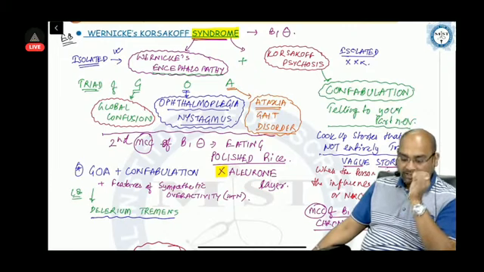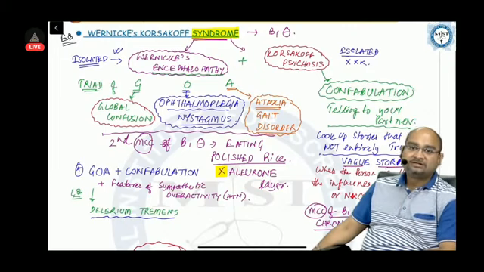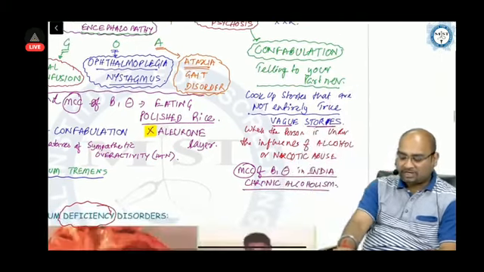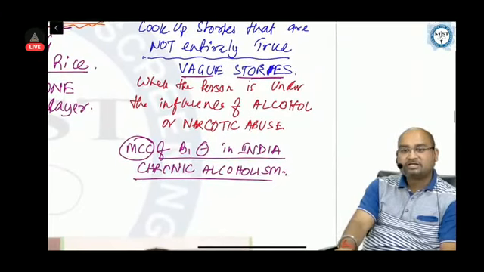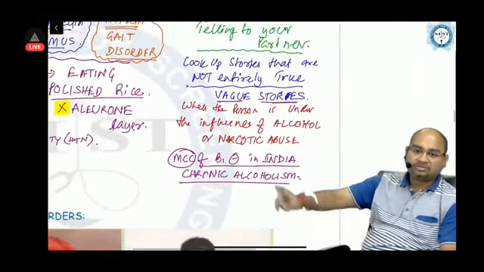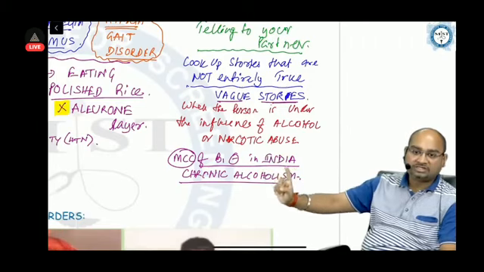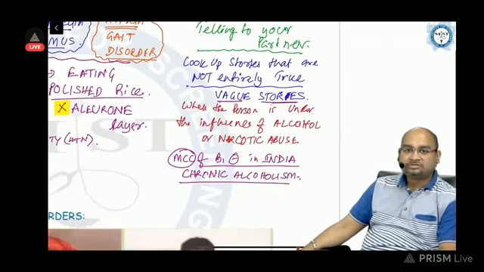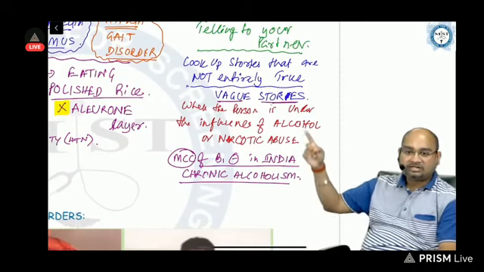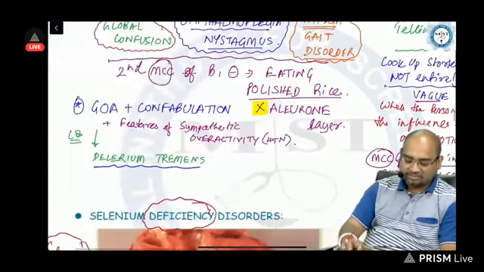But with GOA, if you have a feature of confabulation, my dear friends, then there is syndrome, and most commonly confabulation part will be added in those patients where there is history of alcohol intake or narcotic abuse, because the most common cause of B1 deficiency in India is chronic alcoholism. So Wernicke-Korsakoff syndrome is caused due to B1 deficiency. It is associated with this guy. Please try and understand better.